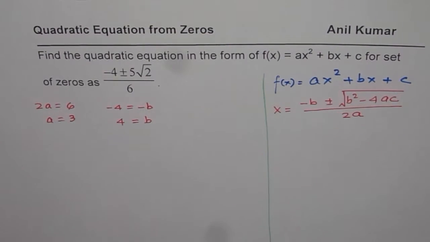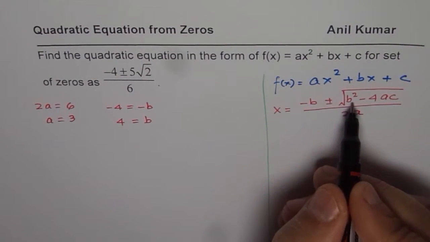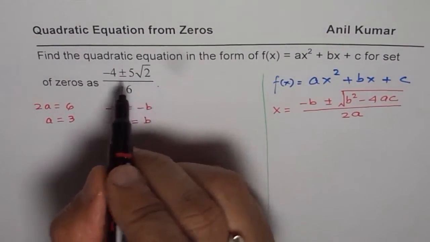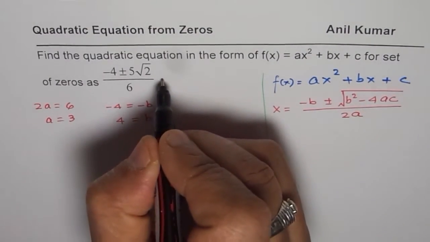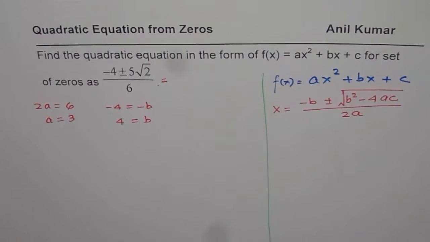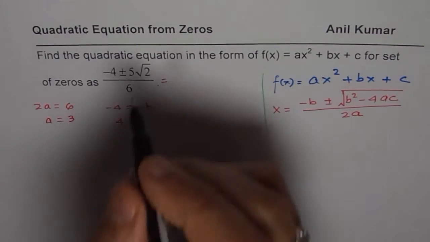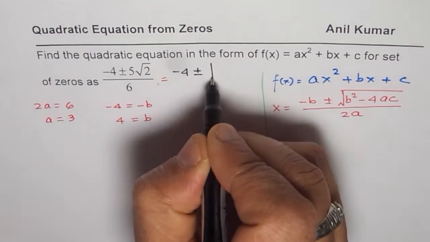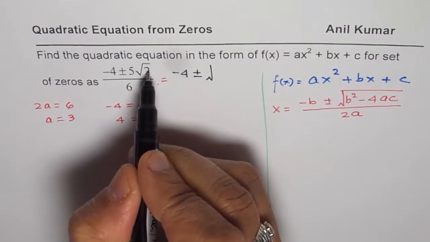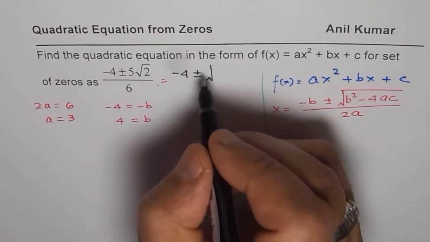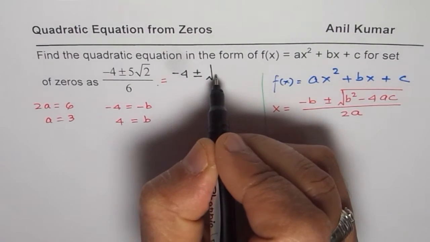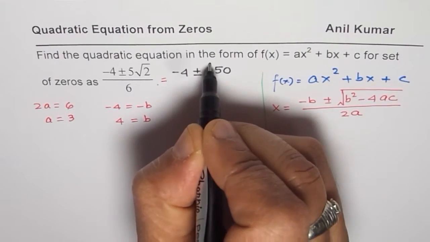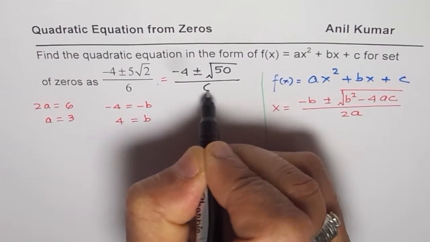5√2. Well, it means that b² − 4ac within the square root is 5√2. Let us rewrite this zero in a different way so that it becomes easier for us to compare. We could write this as −4 ± within the square root. If I take 5 within the square root, it becomes 5², which is 25. So we get 25 times 2 as 50, and this is divided by 6.